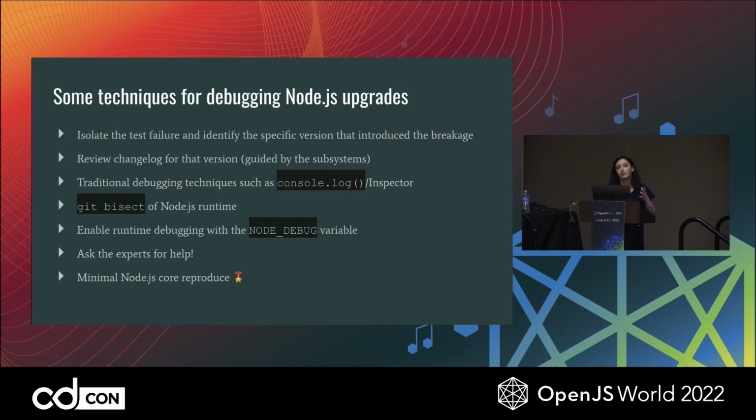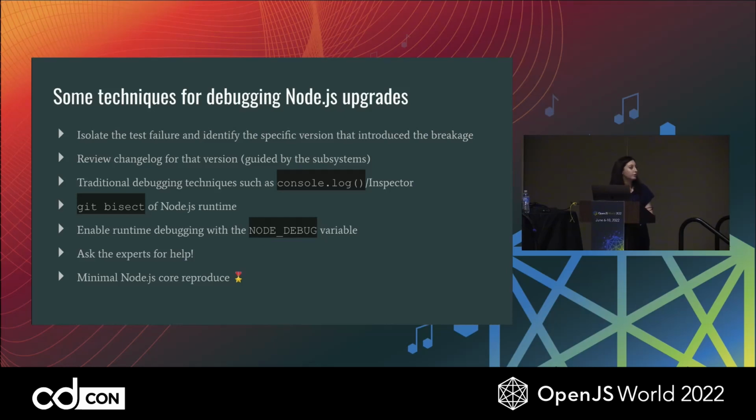So looking at the error, trying to guess roughly, is it related to streams? Is it related to HTTP? And reviewing that filtered subset. Then I tried all the traditional debugging techniques like console logs, the Chrome inspector. In this case, that didn't solve it for me.